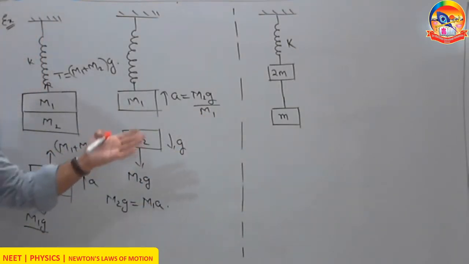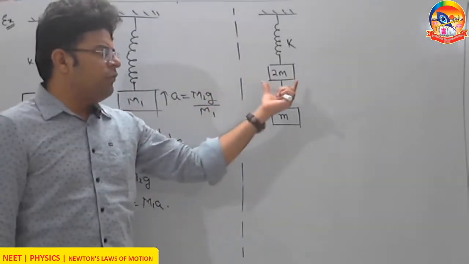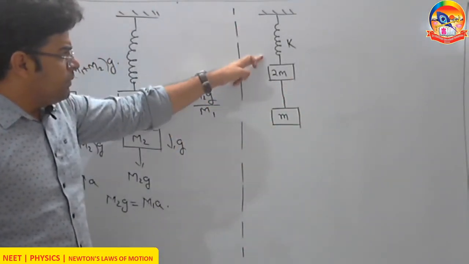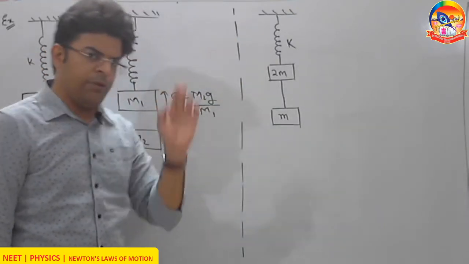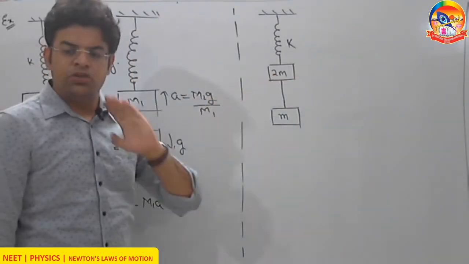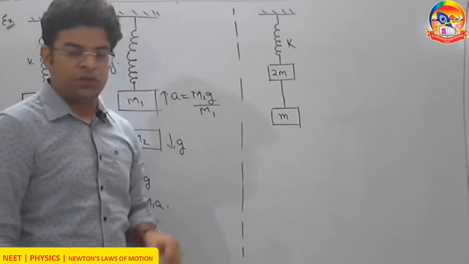Next question is kind of the same question. There are two blocks of mass 2m and m connected with a spring of spring constant k. Initially the whole system is in equilibrium. Now somebody suddenly comes and cuts this string. So you have to tell the acceleration of both the blocks just after cutting of the string.